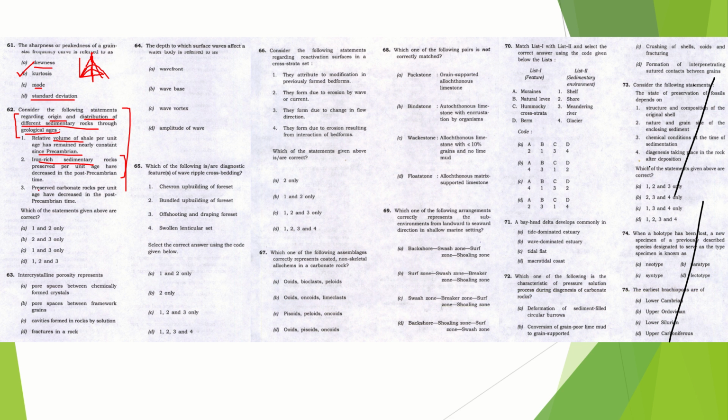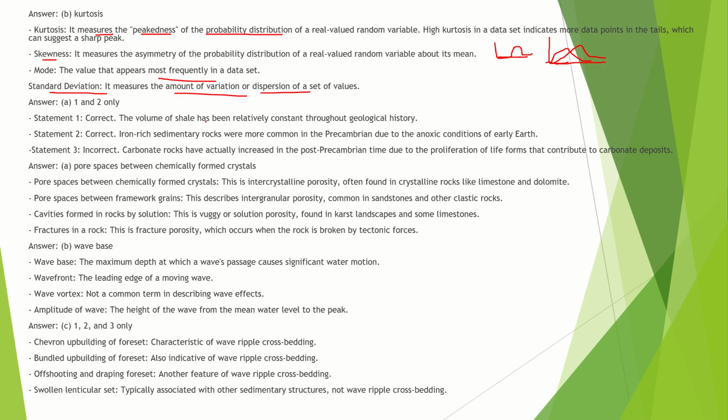Let me tell you one thing, carbonate rocks have not decreased in post Precambrian time. They have increased. You can witness it right where you are living right now. So the third statement is wrong. Eliminating the third option, all three options are incorrect. Also, let me tell you, iron-rich sedimentary rocks decreased in post Precambrian time because of the reduction in the reducing environment.